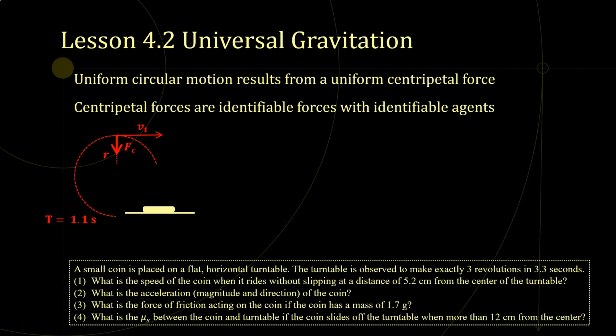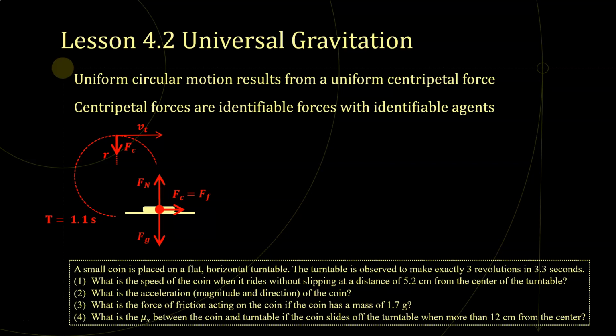What forces are acting on this coin at this point? Well, we know that there's a gravitational force pointing downward and a normal force pointing upward. Those must cancel out because this coin is not accelerating vertically. Okay, but it is accelerating toward the center of the circle. And what's causing that centripetal acceleration, that centripetal force? Well, that centripetal force is a frictional force pulling toward the center of the circle.